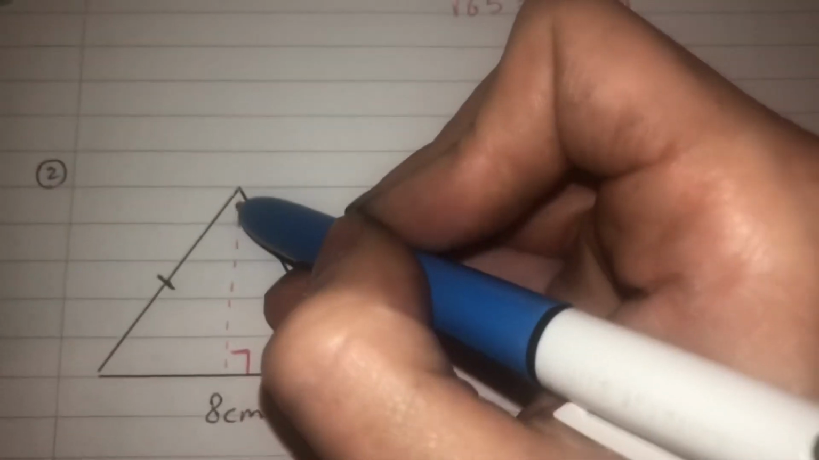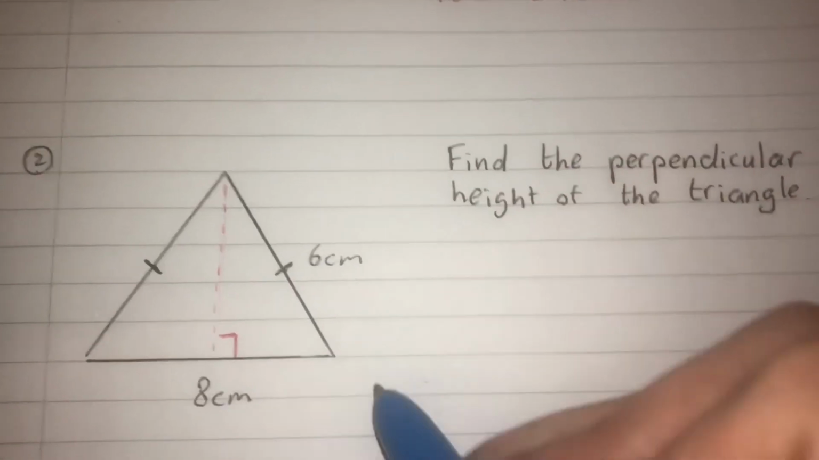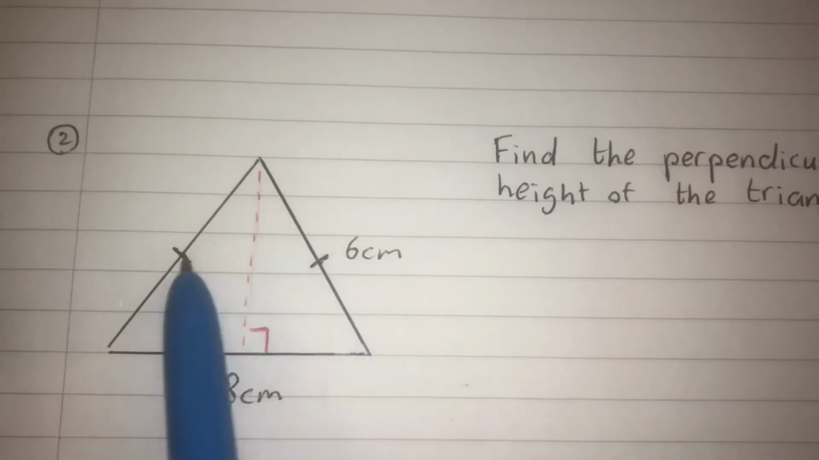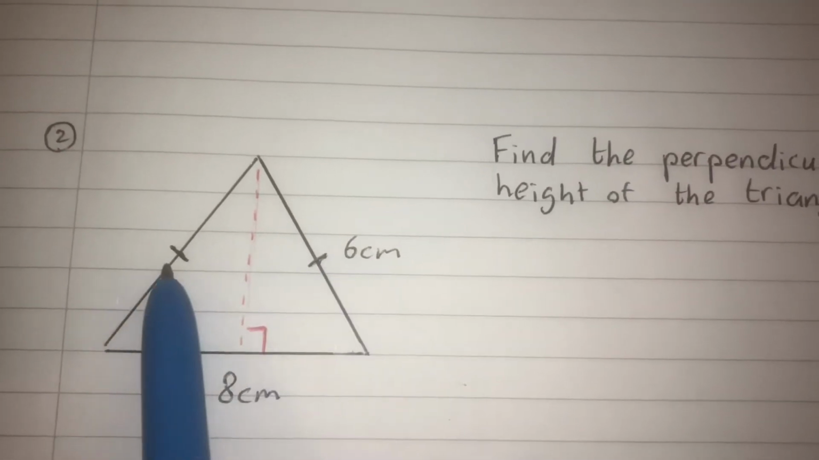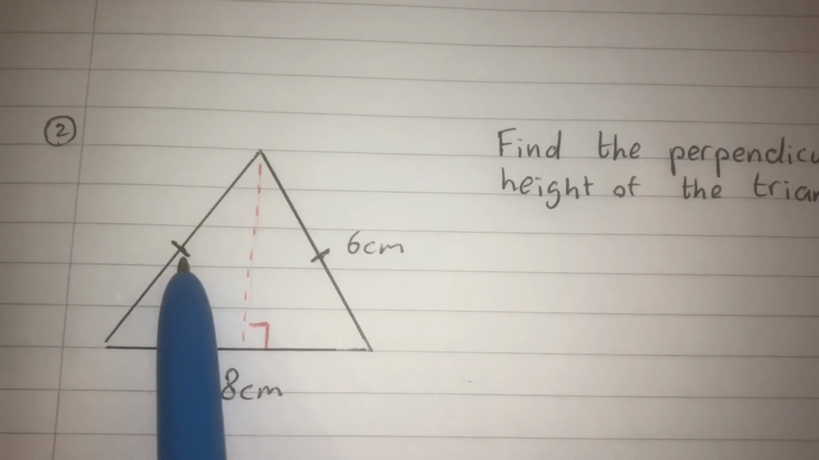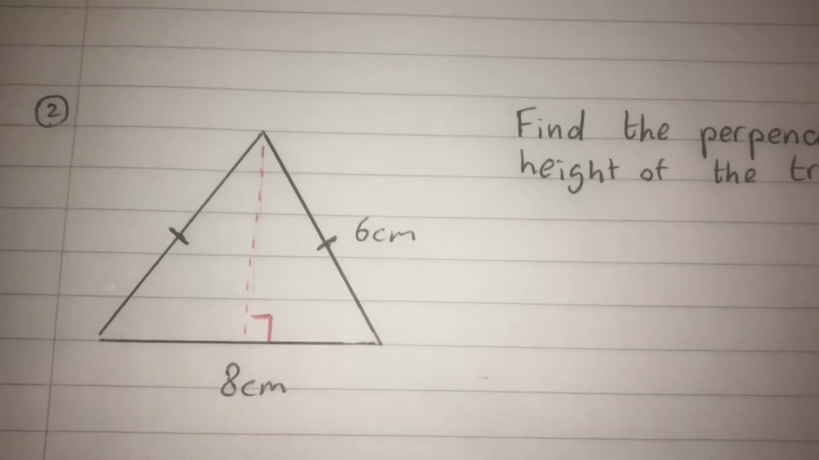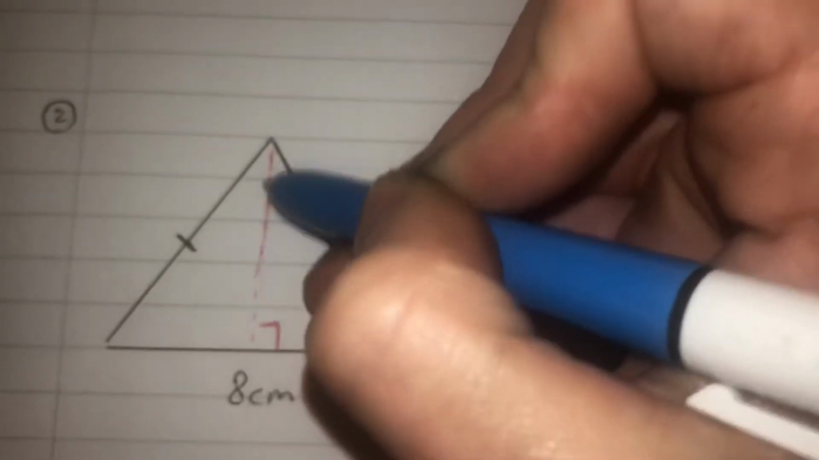The perpendicular height means that we split this shape in two. We know it's isosceles by the fact that these two sides are marked with these lines indicating two sides are the same. When two sides are the same within a triangle, that tells us it's an isosceles triangle. So here is our right angle triangle.